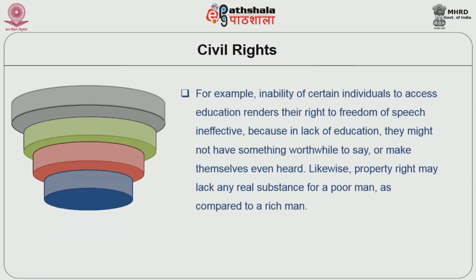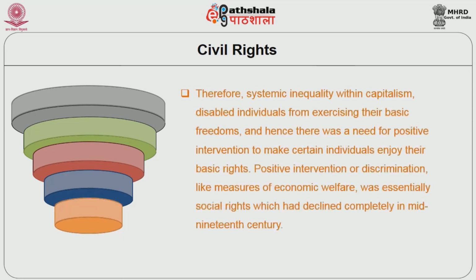For example, inability of certain individuals to access education renders their right to freedom of speech ineffective, because in lack of education they might not have something worthwhile to say or make themselves even heard. Likewise, property right may lack any real substance for a poor man as compared to a rich man. Therefore, systemic inequality within capitalism disabled individuals from exercising their basic freedoms, and hence there was a need for positive intervention to make certain individuals enjoy their basic rights.